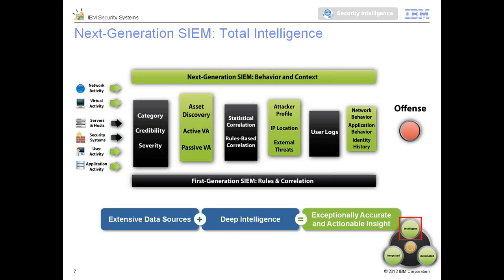If you look at the left-hand side, our source of information has increased. So we now also look at user activity. We look at application activity. We look at network activity, which is what flows are. We look at virtual machine activity, right? We have filtered that through our active and passive vulnerability assessments.